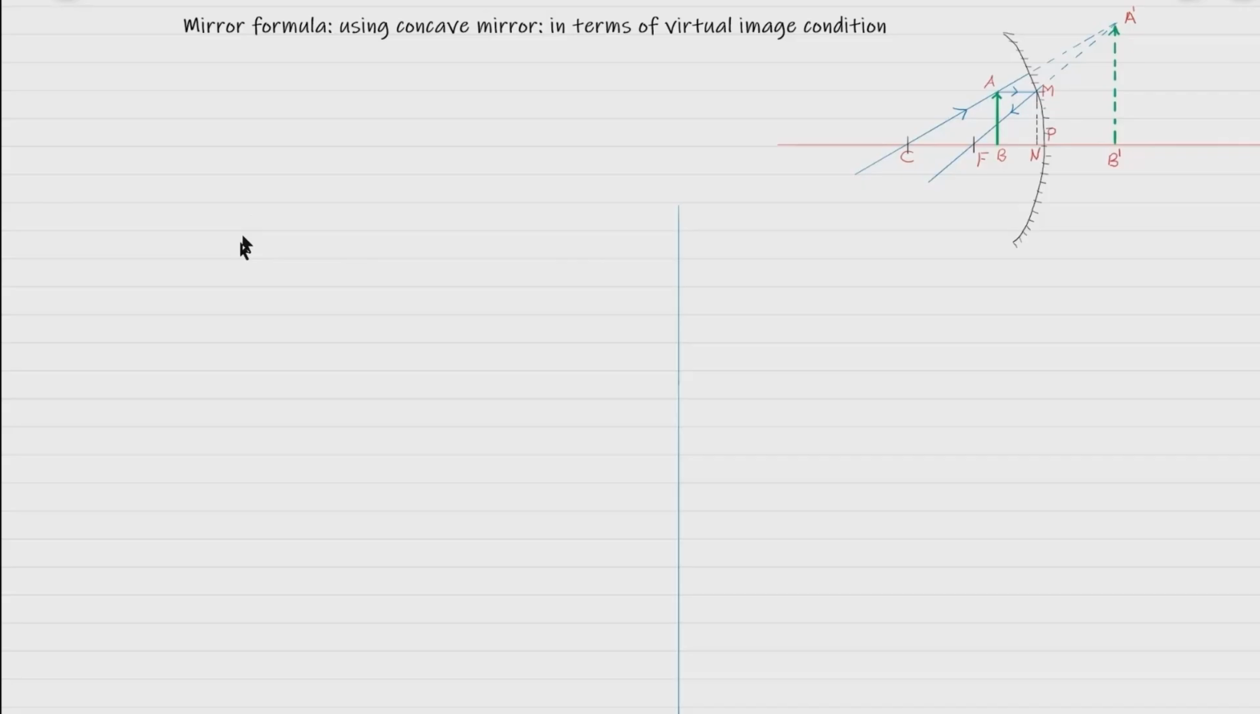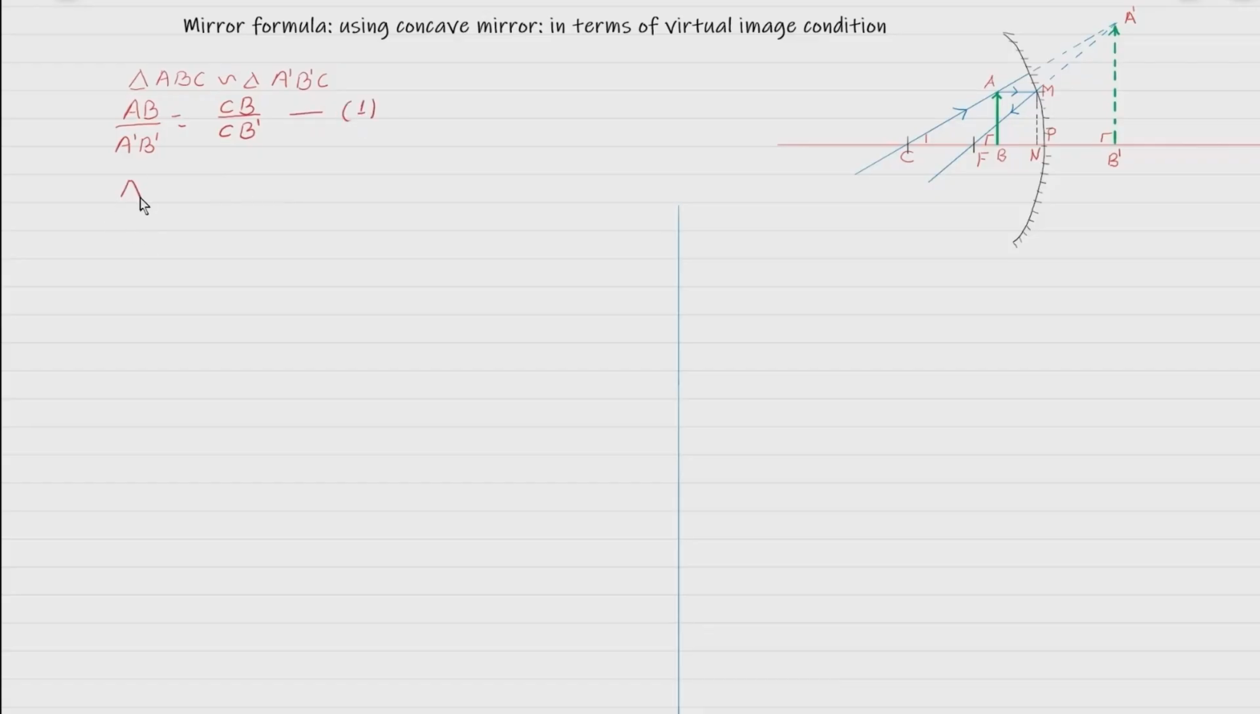From the figure we can write triangle ABC is similar to triangle A dash B dash C. Here these two angles, both being 90 degrees, are equal, and this angle is common to both triangles, so they are similar. As we know, the ratio of corresponding sides of similar triangles is always equal. We can write AB by A dash B dash is equal to CB by CB dash. Let us consider this as equation 1.